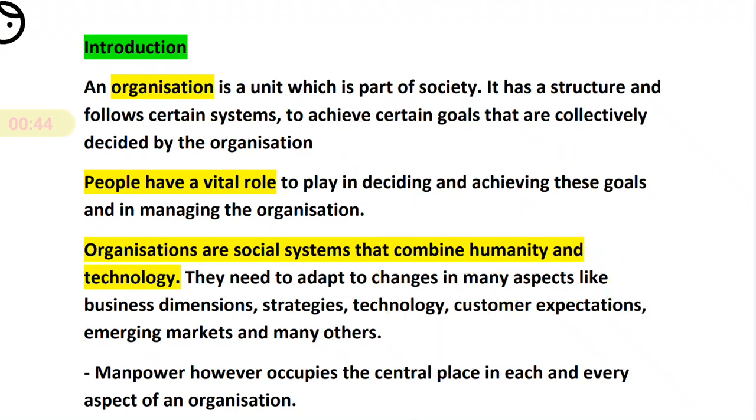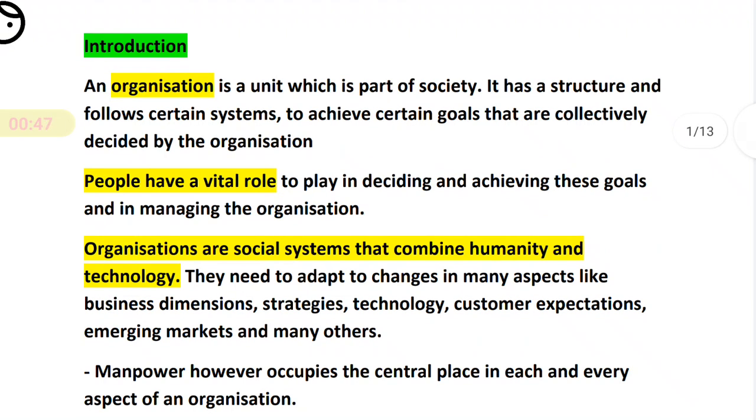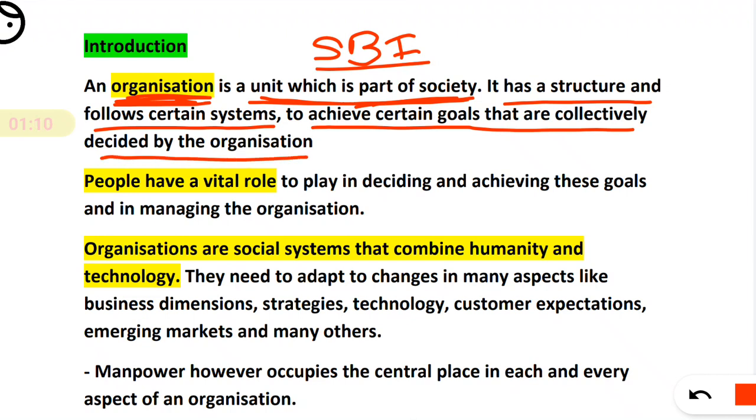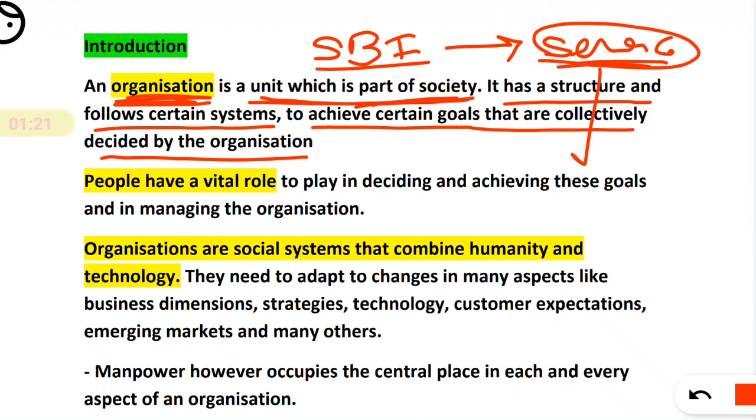See, an organization is a unit which is a part of the society. Organization is basically a part of society, right? For example, you are working in SBI, we can say SBI is a part of society. That means an organization is a part of the society. It has a structure and follows certain systems to achieve certain goals that are collectively decided by the organization. So you are working in SBI, you have the goal to provide banking services to the people. So this is the collective goal of all the employees, and it is decided by the organization.